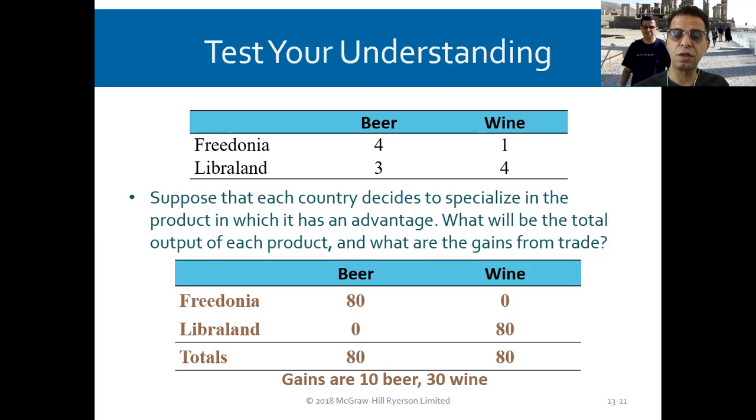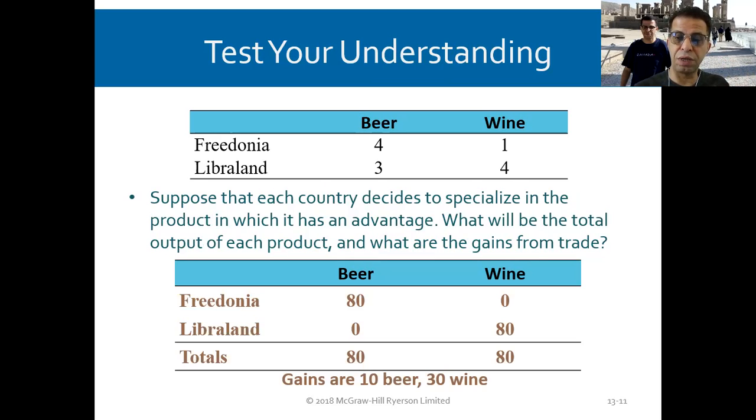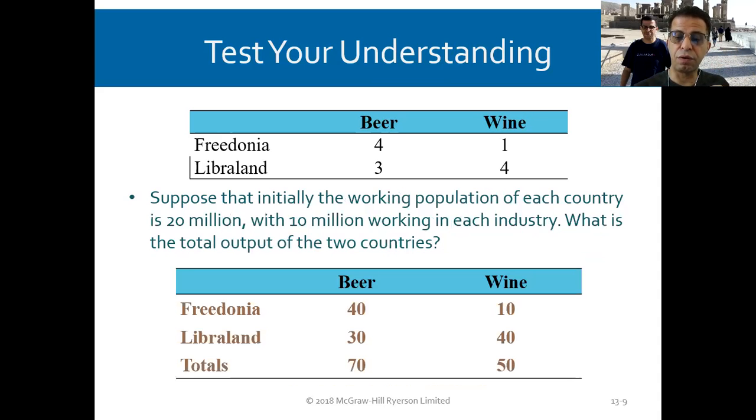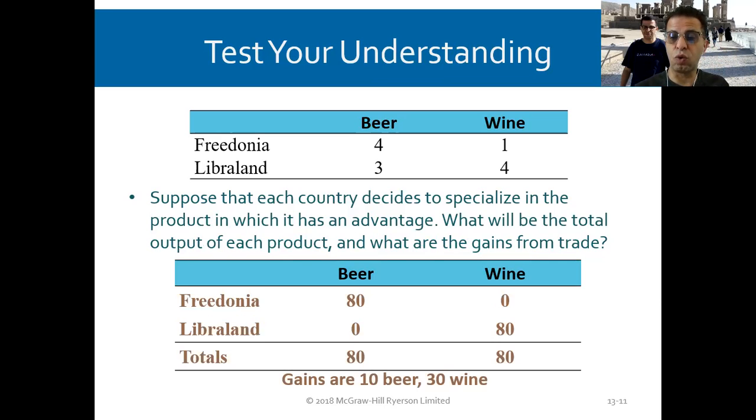So in this case, instead of having 70, now we have 80 million beer, which means they gain 10 million beer together. And instead of 50 wine, now they have 80 wine, and they gain 30 million more bottles of wine, these two countries united with each other.